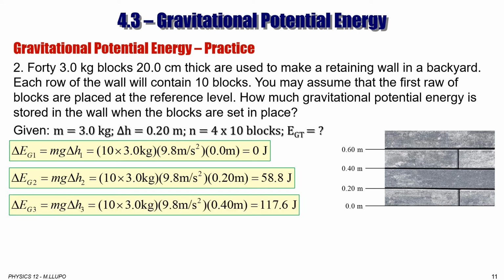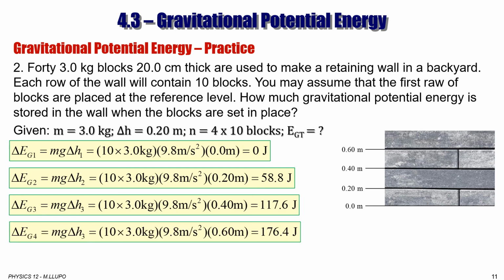We'll do the same for the third layer, third row. That is mg delta h3. Now this is going to be from 0.4, so that's why we have delta h 0.4 meter here. That will give you 117.6 joule. And the last one, which may fall from the height of 0.60, then you can just use that 0.60 here, and we get 176.4 joule.